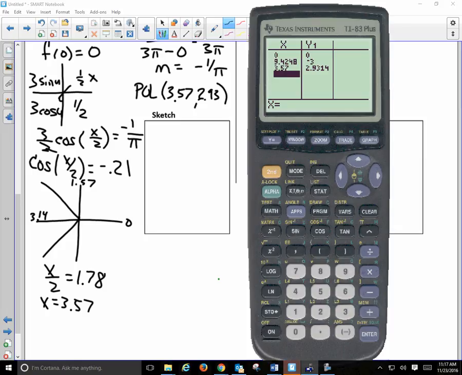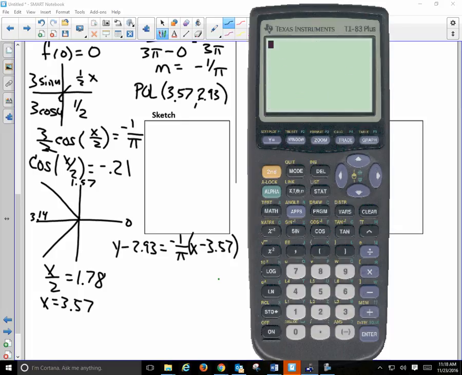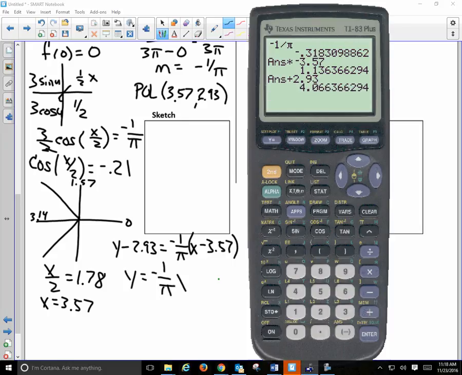Now I'm going to write my equation for the line tangent, y minus 2.93 is equal to negative 1 over pi times x minus 3.57. Negative 1 divided by pi times negative 3.57 plus 2.93. So I've got y equals negative 1 over pi times x plus 4.07.